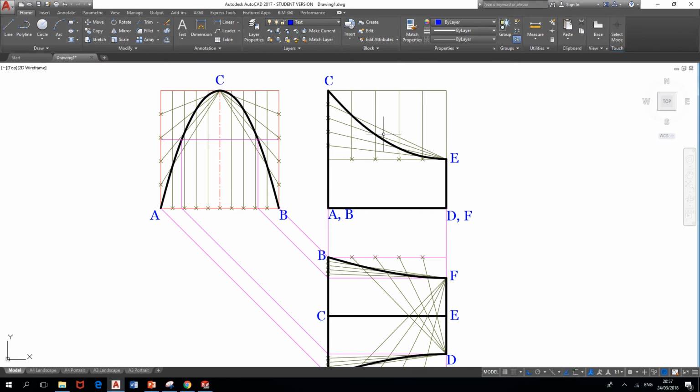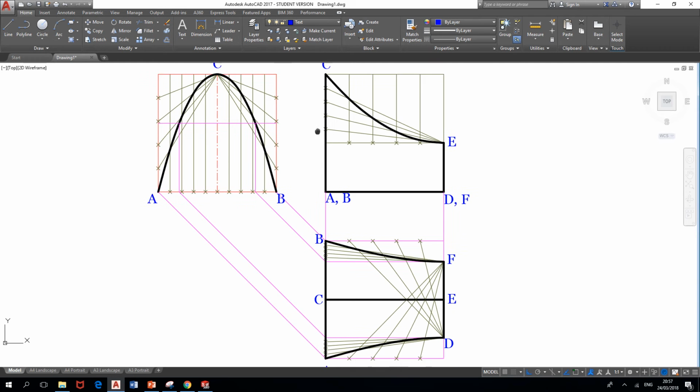From this, in my end view, I was able to construct the parabola, or just semi-parabola if you like to call it, CE, using the same method again, the rectangle method, except this time I only use half of it, compared to this side where I had 2 halves of the parabola.